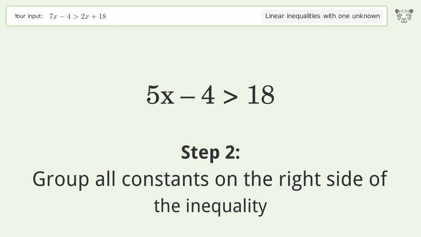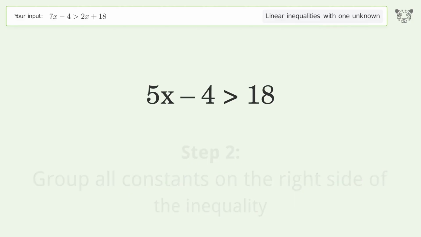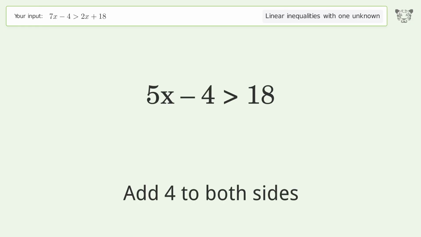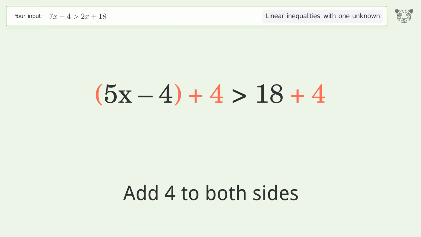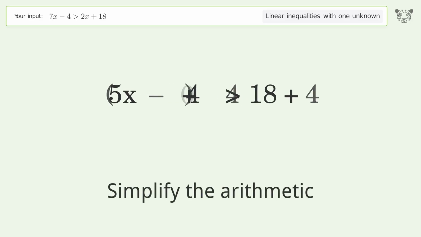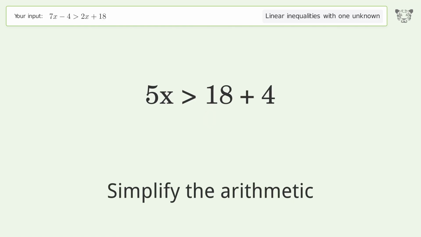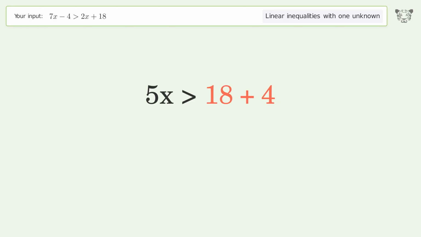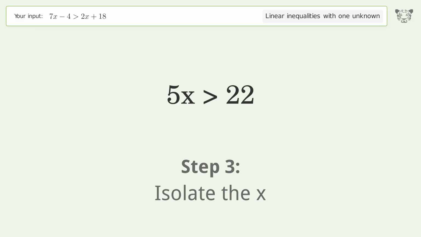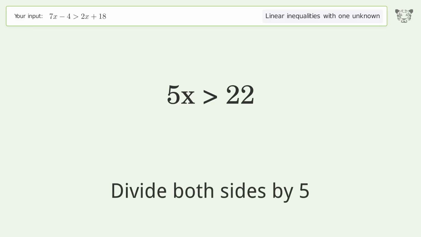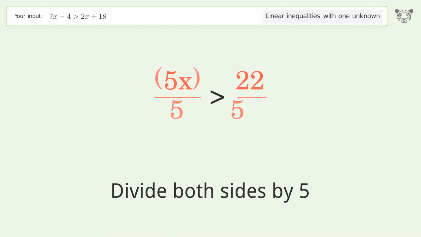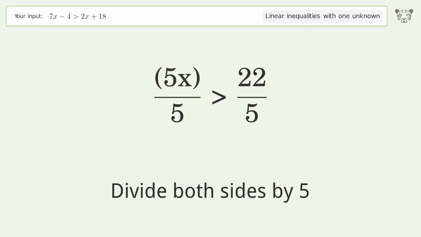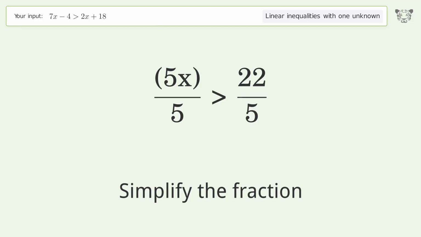Group all constants on the right side of the inequality. Add 4 to both sides. Simplify the arithmetic. Isolate the x. Divide both sides by 5. Simplify the fraction.